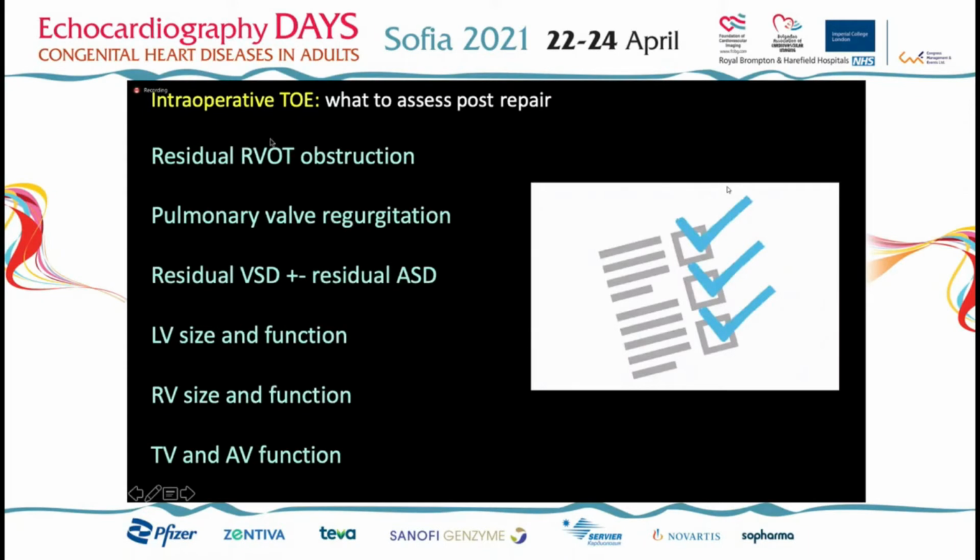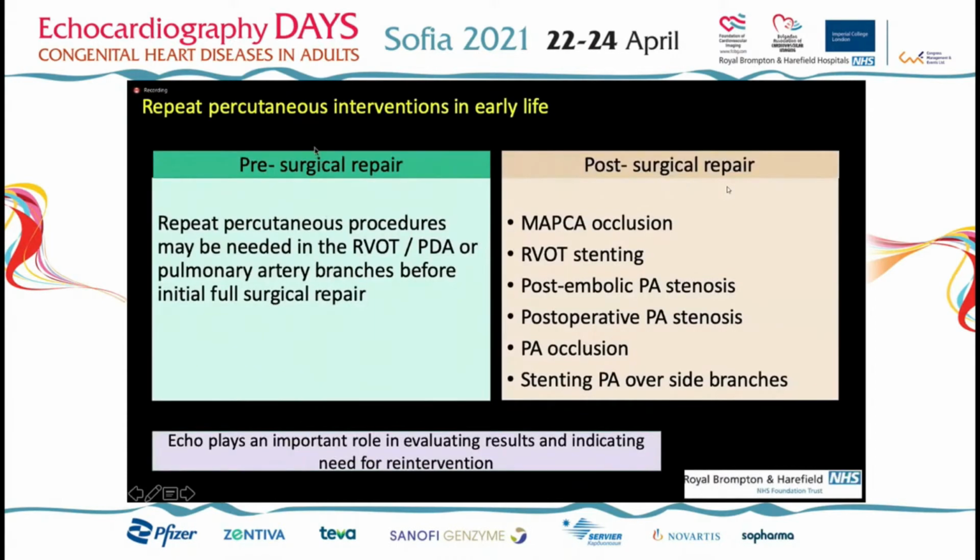And immediately post-repair, the most important things that we cannot miss are the residual obstruction across the RVOT, the degree of pulmonary valve regurgitation, if there are residual ventricular septal defects, or if there's a leak across the ventricular septal defect patch, the size and function of the left ventricle, the size and function of the right ventricle, and also the tricuspid and aortic valve function, which can both be damaged by the VSD patch at the time of the repair and the stitching of the VSD patch. So we always need to confirm that when our child comes out of theatre, all these things are reviewed, so we know that the surgery has been successful.